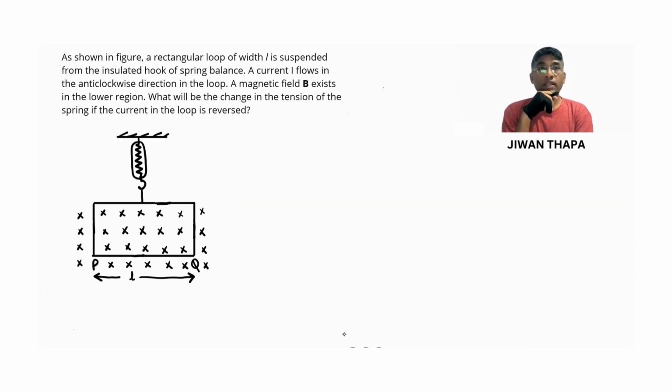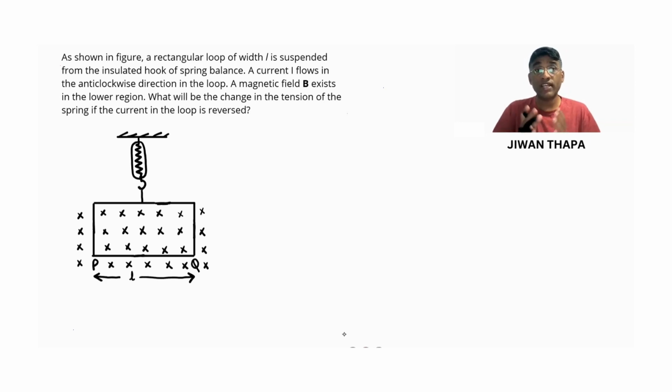As shown in the figure, a rectangular loop of width L is suspended from the insulated hook of a spring. A current I flows in the anti-clockwise direction in the loop. A magnetic field B exists in the lower region. What will be the change in the tension of the spring if the current in the loop is reversed?